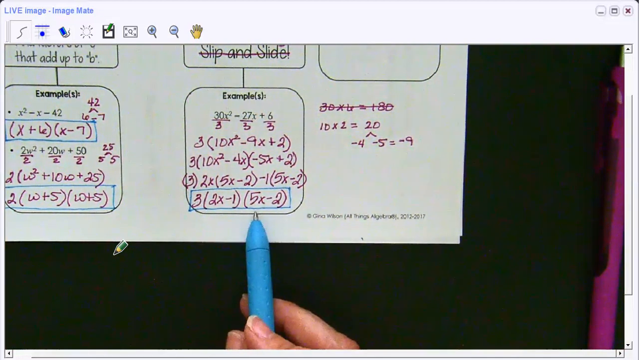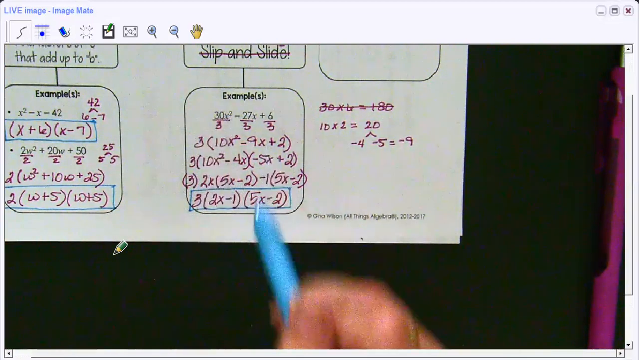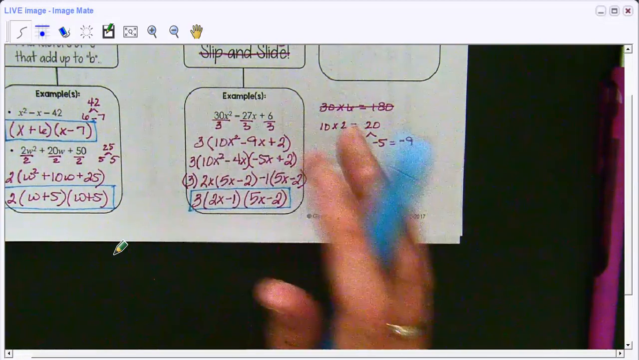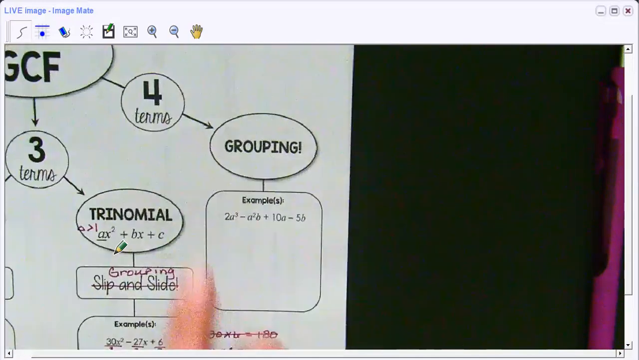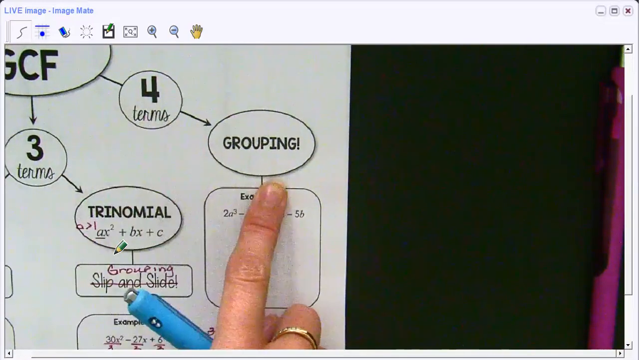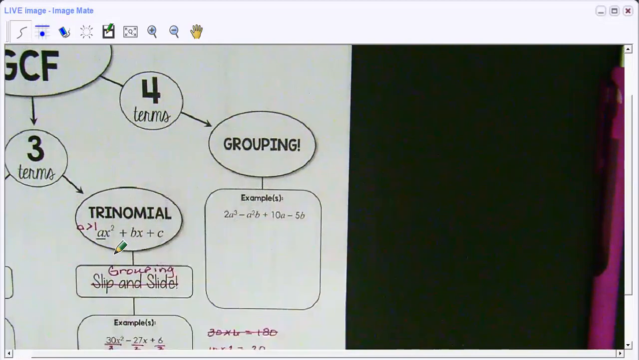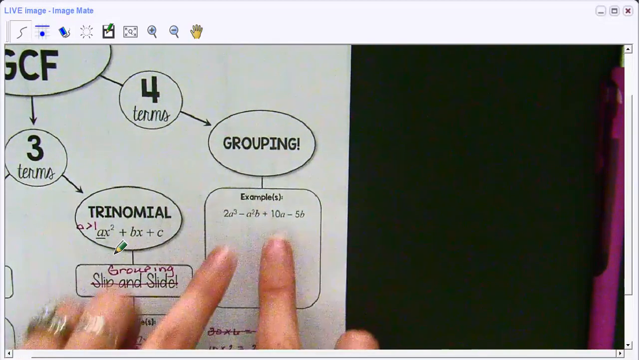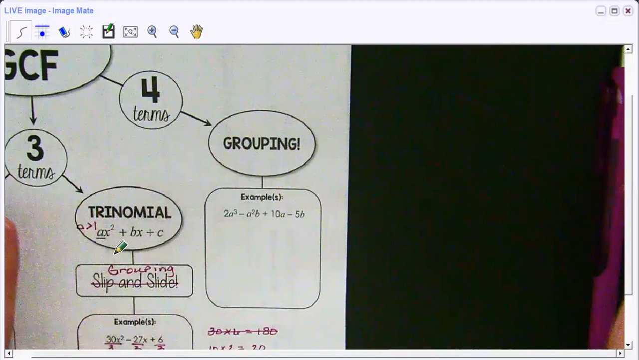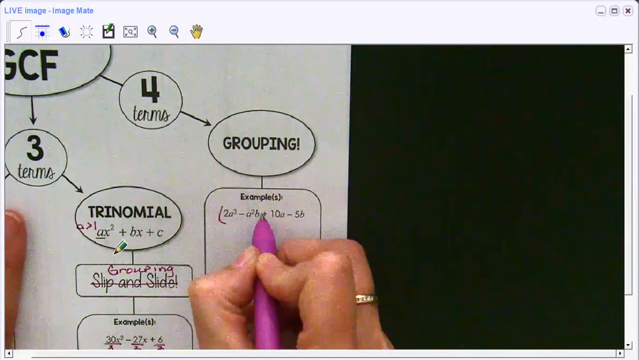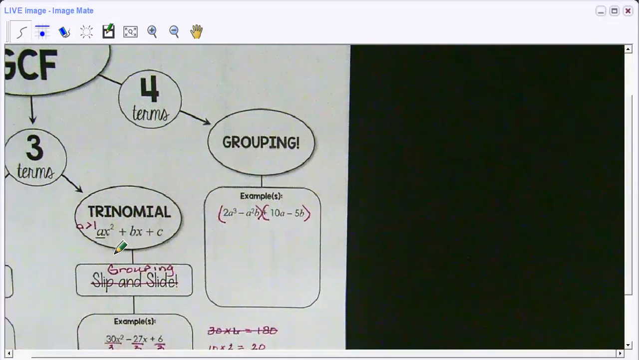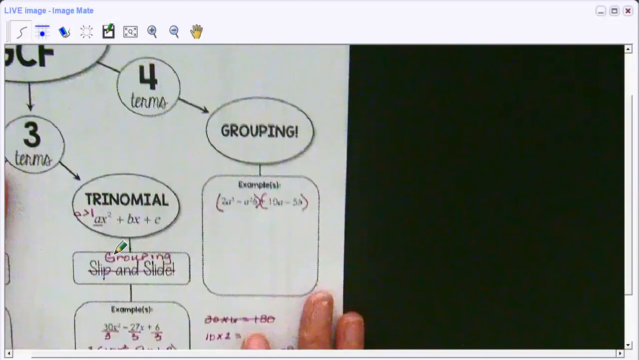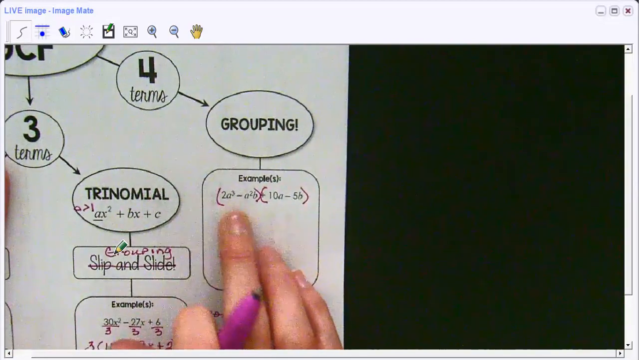Okay. Any questions about this one right here? Okay, let's go up to the last one. This is just another form of grouping when you have 4 terms. So this one is actually easier than the one we just did. We have 4 terms, so all we're going to do is group them like this. And we're going to factor out the greatest common factor. What is the greatest common factor in the first set?